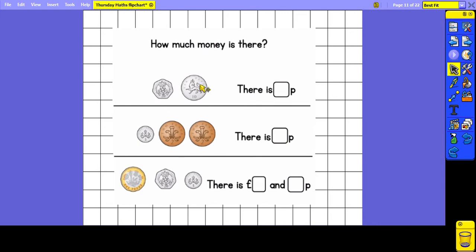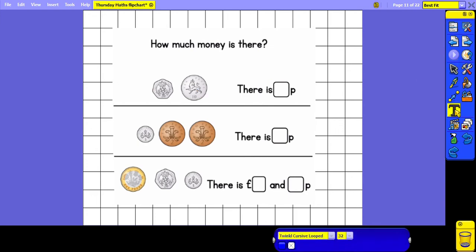Okay, so now we've got some different amounts and you need to work out how much money there is. So here we've got a 20 pence and a 10 pence. So if we do 20 and add on another 10, altogether there is 30 pence. Here we've got a 5 pence and then we are adding 2 2-pences. So if we do 5 add 2, we know that that is 7. And then 7 add 2 is 9. So there is 9 pence altogether.